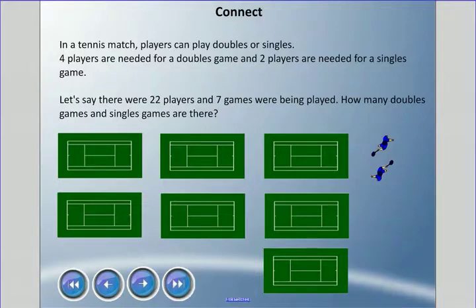So we could do something called guessing and checking here. So I could say, let's pretend that these two are a doubles game here. 2 on 2, that's 4 out of my 22. Maybe there was another doubles game going on. So we're up to 8 players. So that means 22 minus 8 is 14. Let's have a singles game going on here. So we're up to 10.